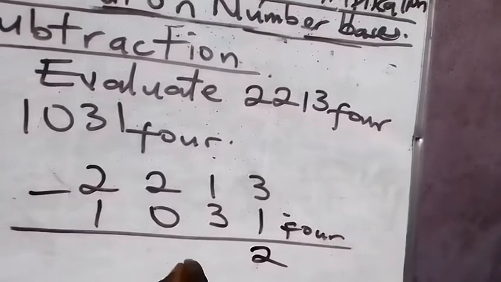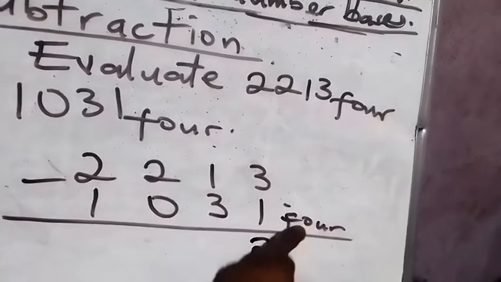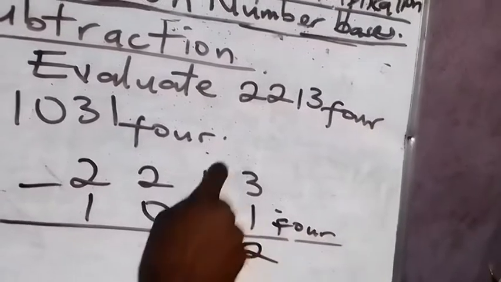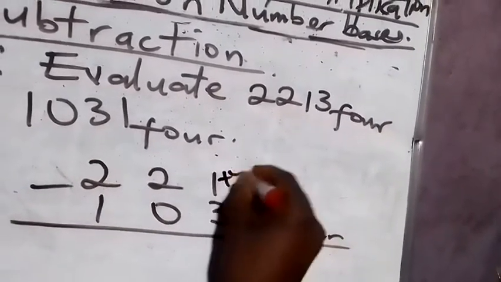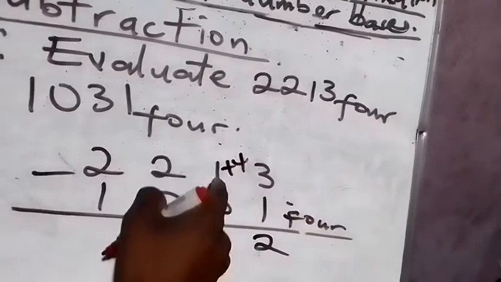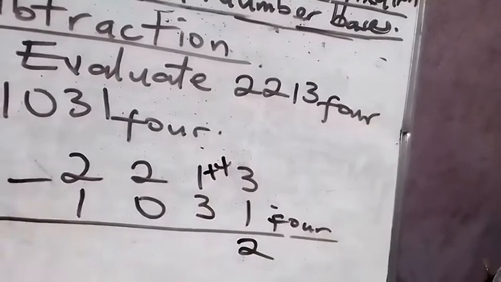We borrow base. Base is what you borrow. If I borrow base, I will carry base, which is 4. You are going to add your base to what you have here. That means my base is 4, that is plus 4. So that is 1 plus 4, that is 5. It's already 5 now. So 5 minus 3 is 2.